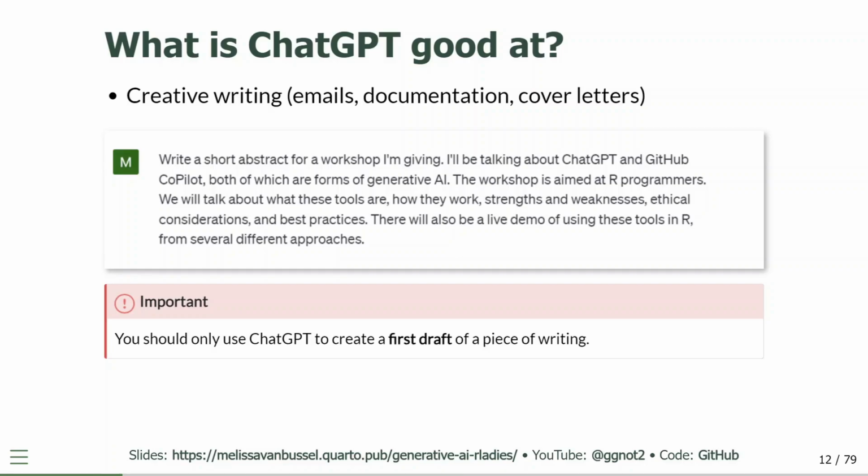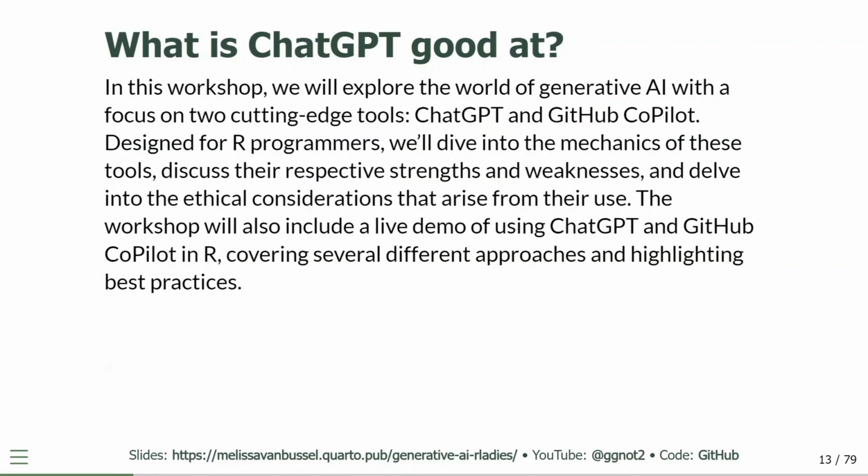But it's very important that you only ever use ChatGPT as a method of creating a first draft of a piece of writing. As an example, I actually used ChatGPT to write the abstract or the description for this workshop. So here I asked it to write me a short abstract for a workshop that is going to be talking about ChatGPT and GitHub Copilot. It's going to be aimed at R programmers, and then I mentioned what sort of stuff we're going to talk about in this workshop. And then this is the initial abstract that it gave me.